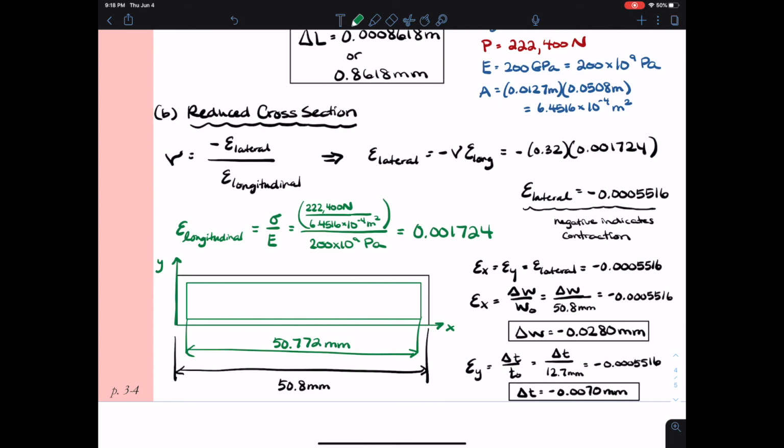Likewise, we want to do the thickness. Our original thickness was 12.7 millimeters. And our final thickness was 12.7 millimeters minus 0.007 millimeters. And so that gives us a final thickness of 12.693 millimeters. So very small changes, probably not easily seen just visually, that our members are laterally shrinking or contracting as we apply a tension force in the elastic range.